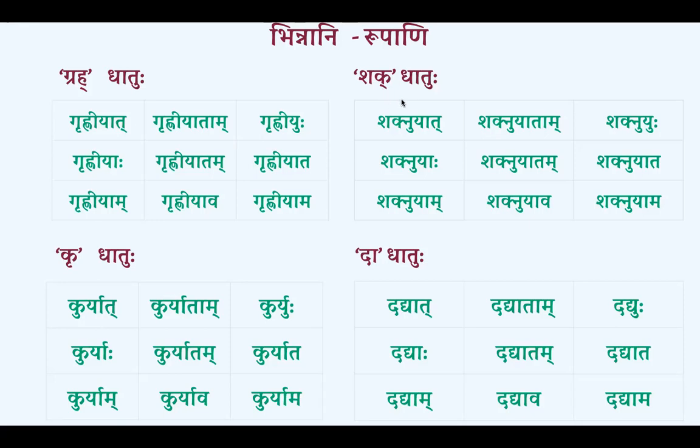Etat api patatu mahodaya. Shak dhatuhu, shaknuyat, shaknuyatam, shaknuyuhu, shaknuyaha, shaknuyatam, shaknuyata, shaknuyam, shaknuyava, shaknuyama. Dhanyavadaha. Atra pashyatu, ekavachane shaknuyam, parantu bahuvachane shaknuyama. Again, halanta is the only difference between the two forms.